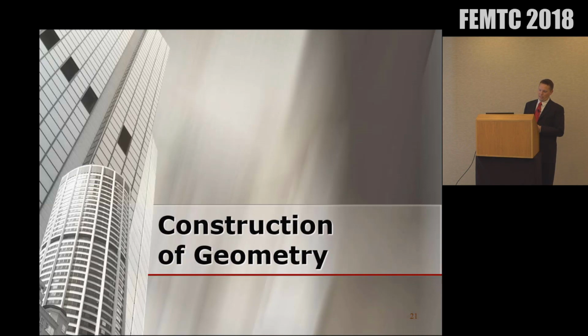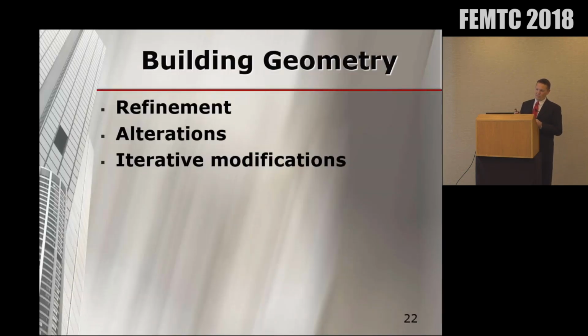Okay, so how do we build the geometry? We can't just import the raw geometry, similar to the presentation we saw earlier. There's some refinement that needs to happen. And then beyond refinement, there are some alterations and then potentially iterative modifications that are appropriate.